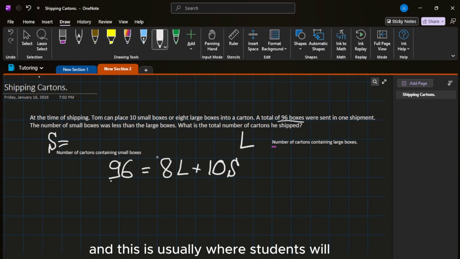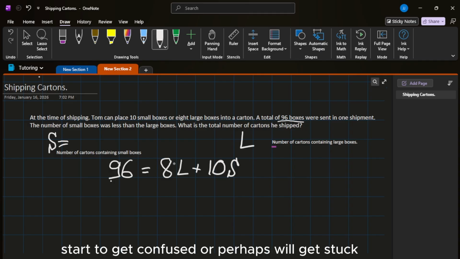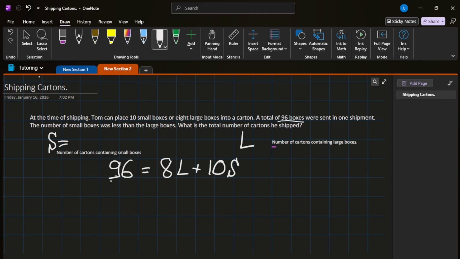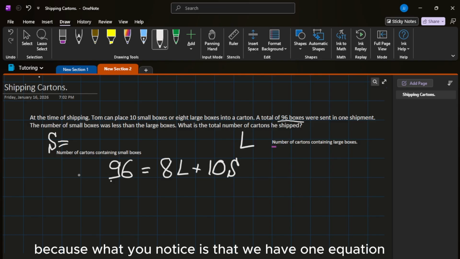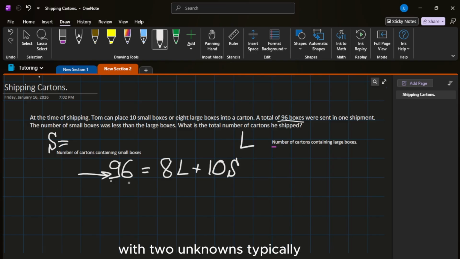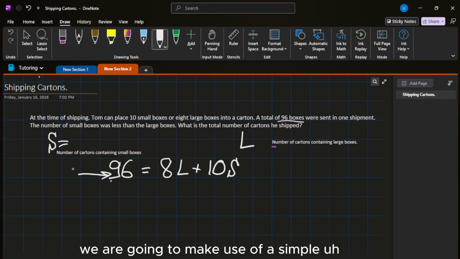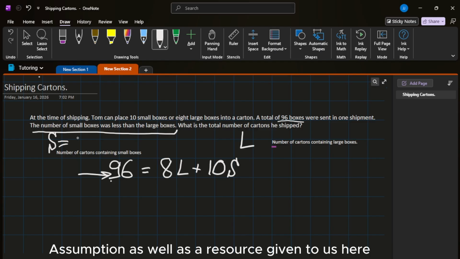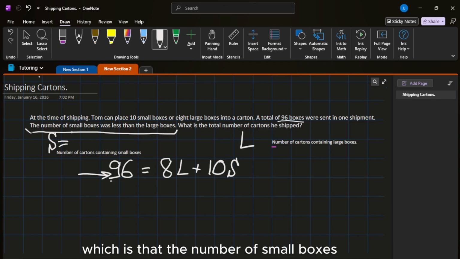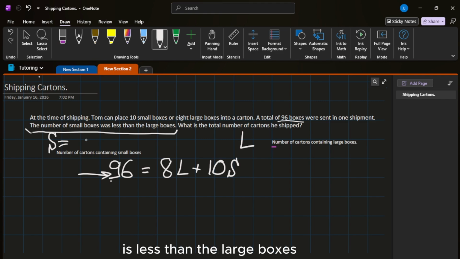And this is usually where students will start to get confused, or perhaps will get stuck, because what you notice is that we have one equation with two unknowns. Typically, you'd have another equation where you'd solve this as a system of equations, but in this case, we are going to make use of a simple assumption as well as a resource given to us here, which is that the number of small boxes is less than the large boxes. In other words, S has to be less than L.